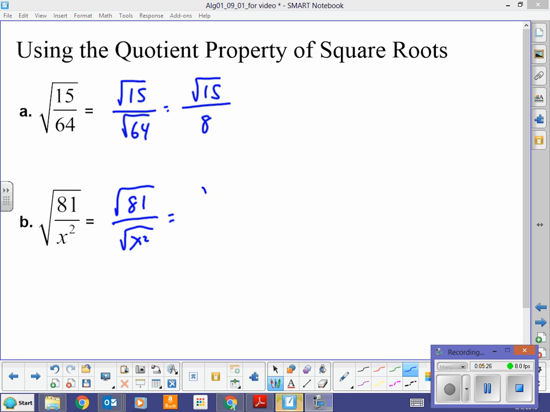The square root of 81 is 9. The square root of x squared is x. So pretty simple. Again, we can just split the denominator and the numerator and work on them separately. Okay.